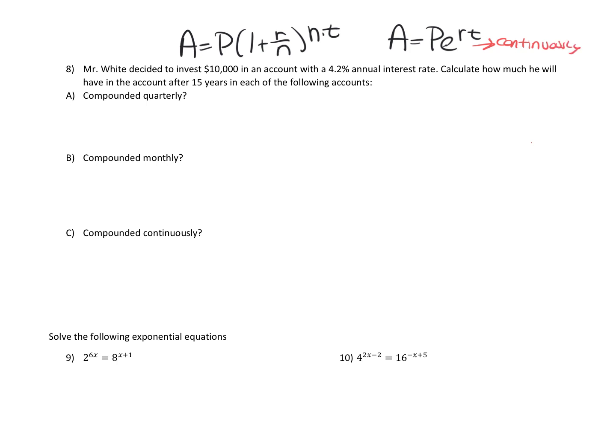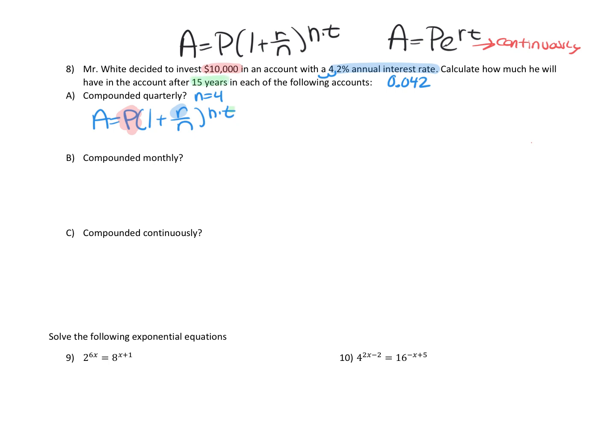So if it's compounded quarterly, that means my n would be 4, and so I'm going to use my A equals P times 1 plus r over n to the nt equation. So my initial investment is $10,000. That's my P. My annual interest rate is my r, but I need to remember to turn that into a decimal. So that'll be 0.042 because we moved the decimal 2 places to the left.